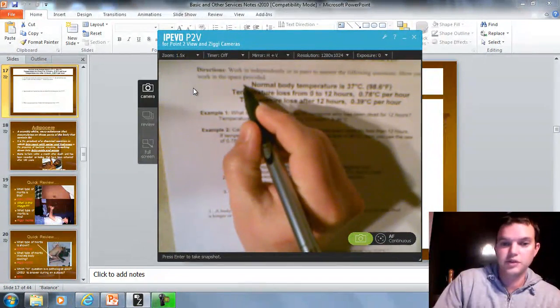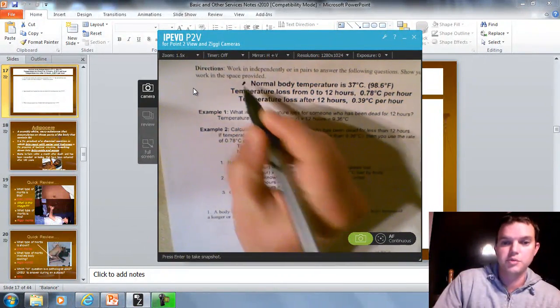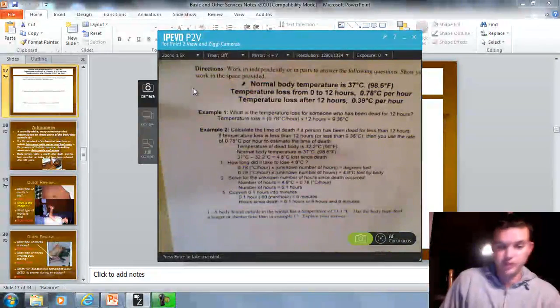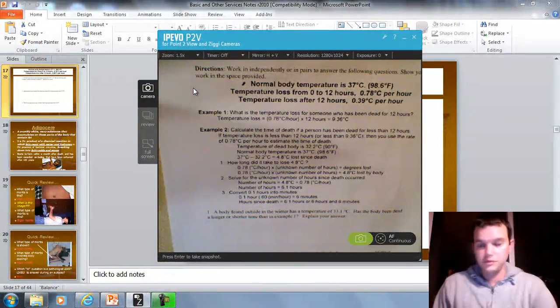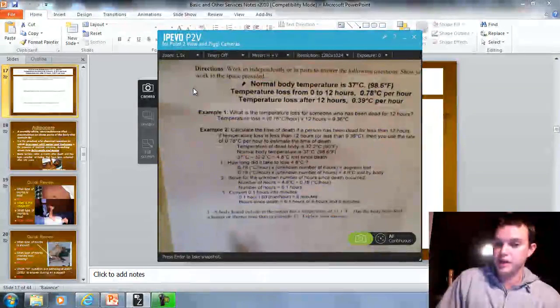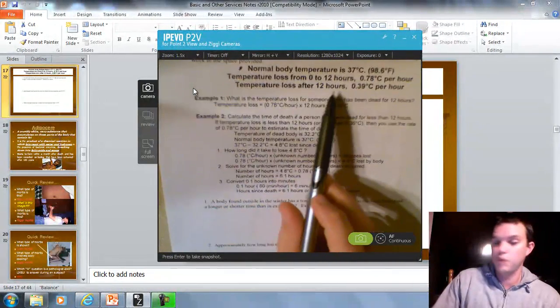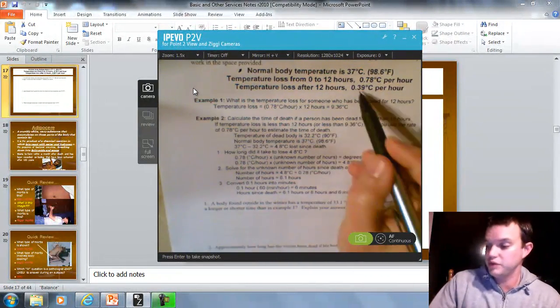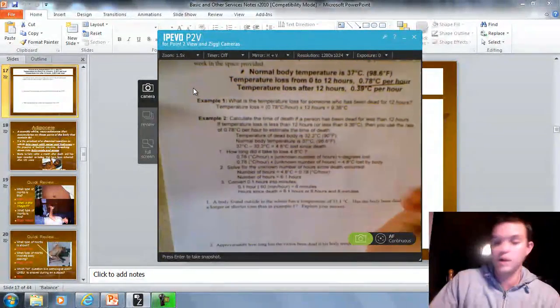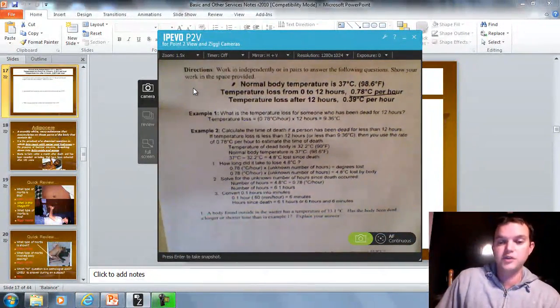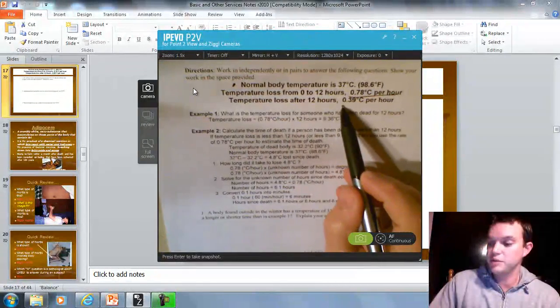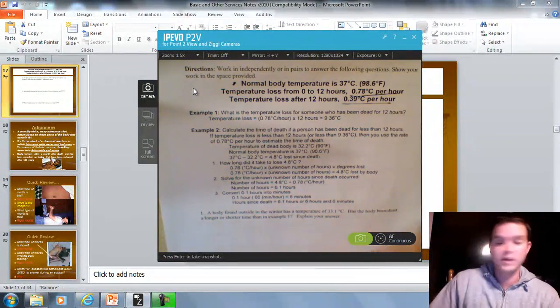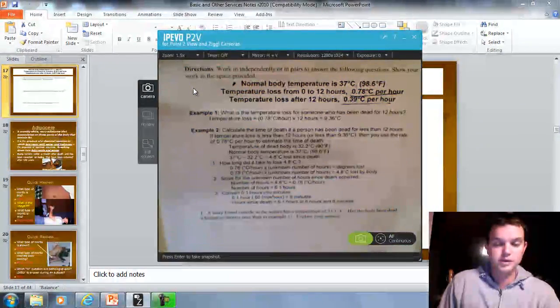You need to recognize that the normal body temperature for a human being is 37 degrees Celsius. All right, the temperature loss, at least in this case that we're going to use, for the first 12 hours is going to be 0.78 degrees Celsius per hour. And then after 12 hours, that rate is going to be cut in half to 0.39 degrees Celsius per hour.